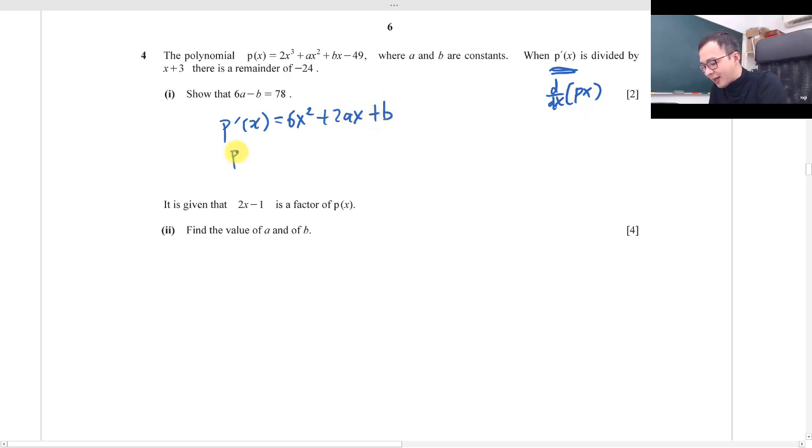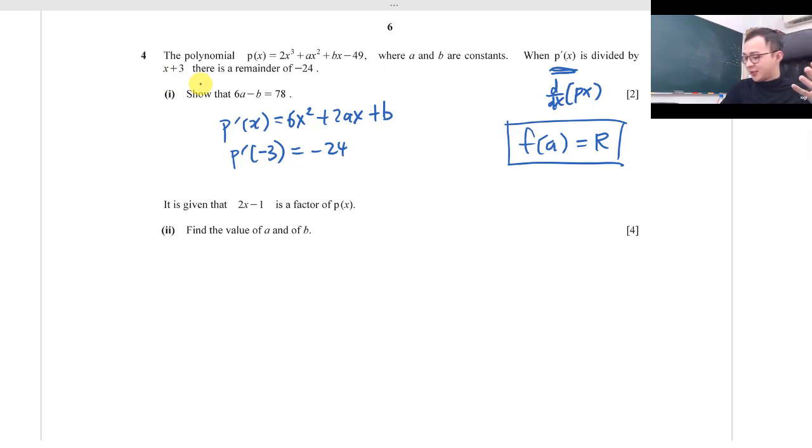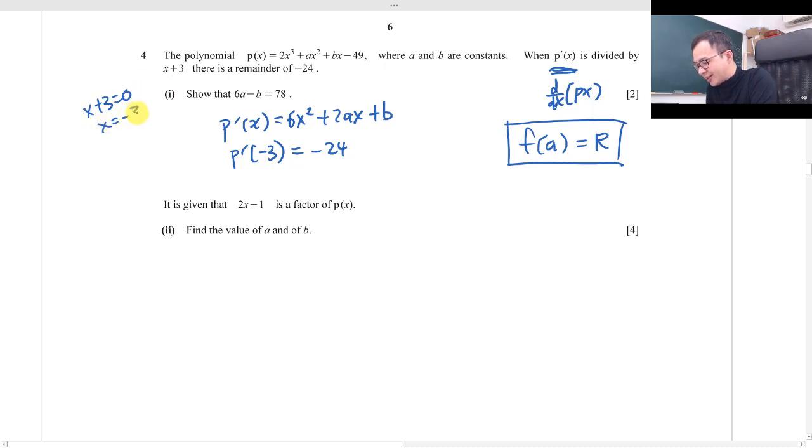Since when you divide by x plus 3, you should get negative 3. This is how we actually do the remainder theorem: f(a) equals R. So when you divide by x plus 3, you just make x plus 3 equal to 0. Then you should be able to know what value you should substitute for the x there. If you're not sure how I get negative 3, you just do x plus 3 equal to 0. You should be able to get x equal to negative 3, alright? Then plug in the negative 3 into this equation.